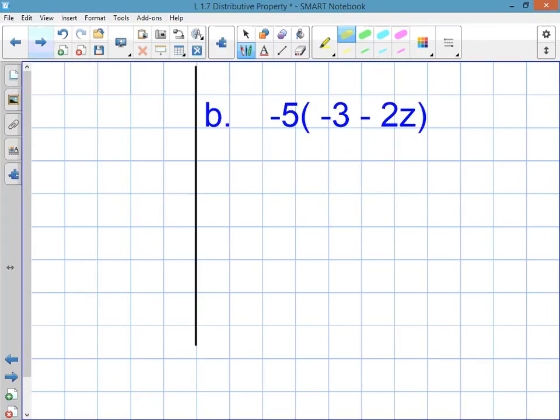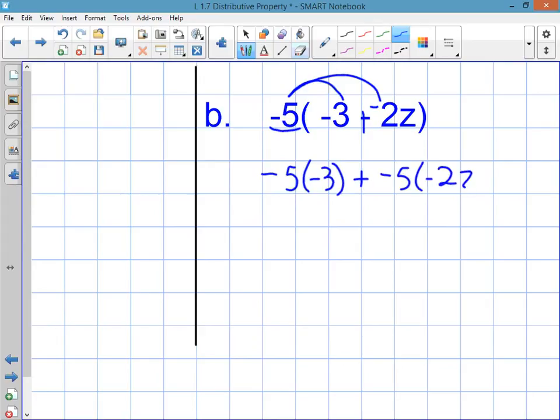Okay, second part of example 3, part B. Same situation. Outside of the parentheses you have a negative, only this time it's a negative number. On the inside you have a minus, so I'm going to change that to add the opposite, and then you're going to distribute the negative 5 to the negative 3 and the negative 5 to the negative 2z. Write it out. Negative 5 times negative 3 plus negative 5 times negative 2z.